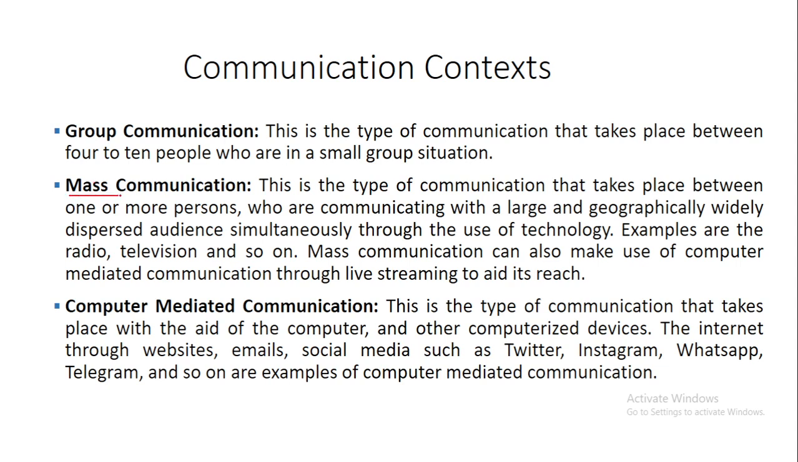Then we have the idea of mass communication. Mass means a large number of people, a large community. So this is the type of communication that takes place between one or more persons who are communicating with a large and geographically widely dispersed audience simultaneously, right? The word simultaneously is important, through the use of technology. Like for example, when you make a video and upload it on YouTube, that is mass communication. You go on radio and you broadcast a program, that is mass communication. You sit on the TV and you talk about something, and millions and billions of people can watch and listen to you, so that is basically mass communication. Examples are the radio, television, and so on.